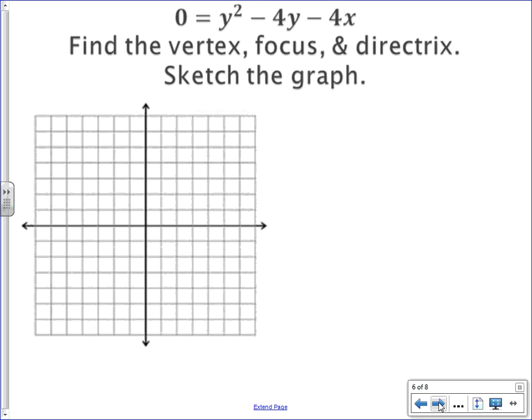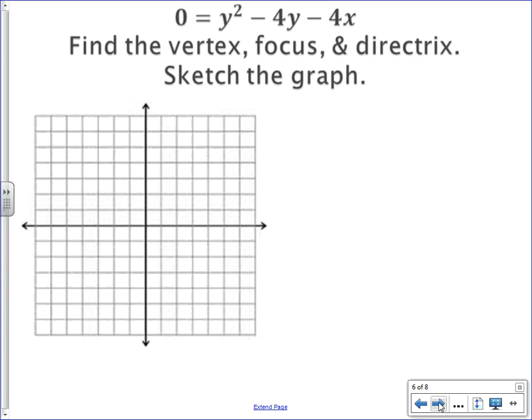Let's step it up a notch. Do not panic. So first of all, is this going to open vertically or horizontally? Horizontally, because the y is squared. Good. Now, is this in standard form? No, which means we're going to have to get it there.